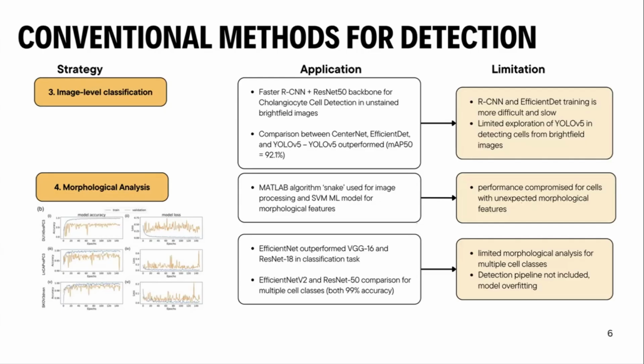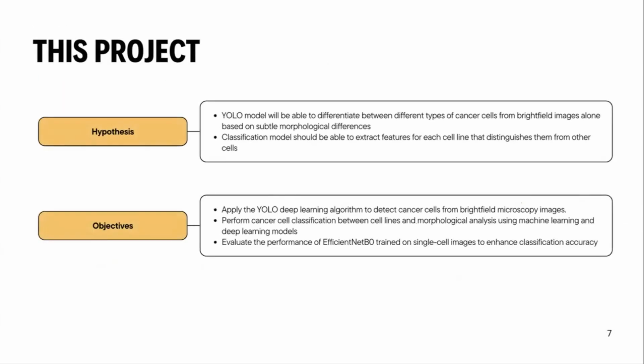So next is our hypothesis for this project. We hypothesize that one, the YOLO model will be able to differentiate between different types of cancer cells from biofilm images alone based on subtle morphological differences. And also, classification models should be able to extract features for each cell line that distinguish them from other cell lines. And so our objective for this project is to apply the YOLO deep learning algorithm to detect cancer cells from biofilm microscopy images.